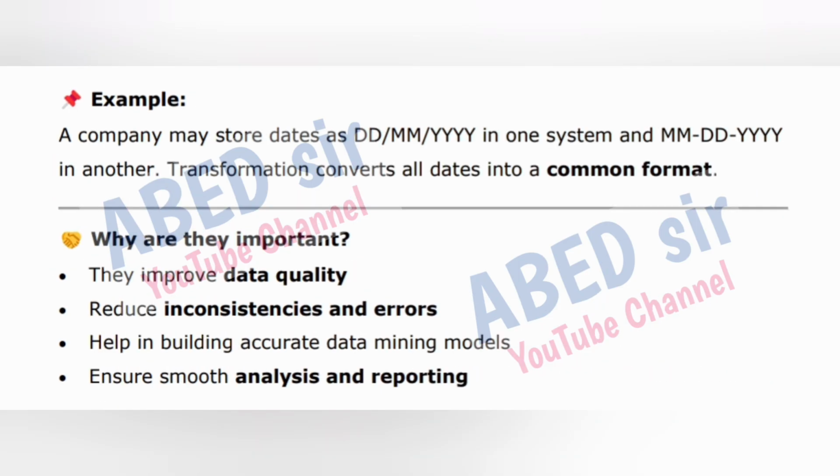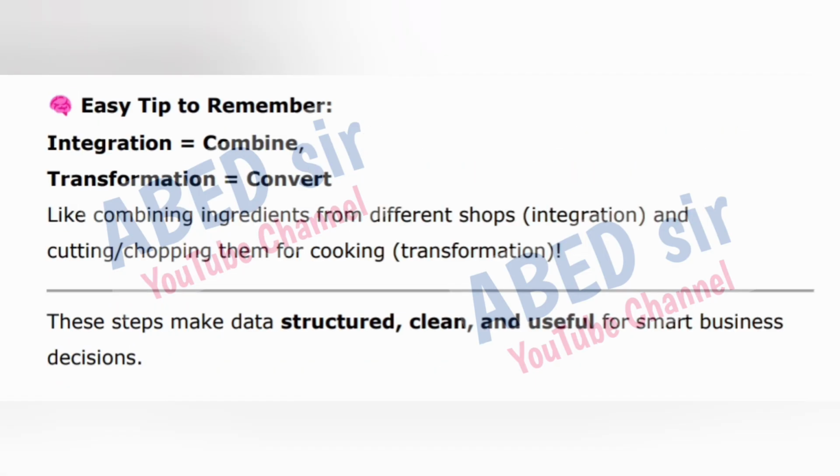Example: a company may store dates as DDMMYYYY in one system and MMDDYYYY in another. Transformation converts all dates into a common format. Why are they important? They improve data quality, reduce inconsistencies and errors, help in building accurate data mining models, ensure smooth analysis and reporting.